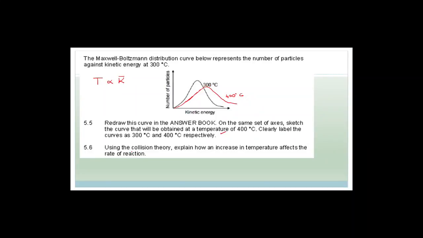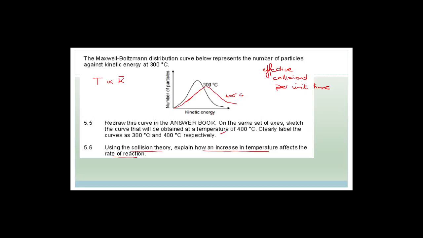Now it says, using the collision theory, explain how the increase in temperature affects the rate of reaction. When we are using the collision theory and explaining things like this, there is a phrase that you need to say, and that is effective collisions per unit time. It's either more effective collisions per unit time or fewer effective collisions per unit time. If you leave out effective, you're not going to get the marks. And if you leave out per unit time, you're also going to be marked down. This is very, very important. I'm serious about this, okay?